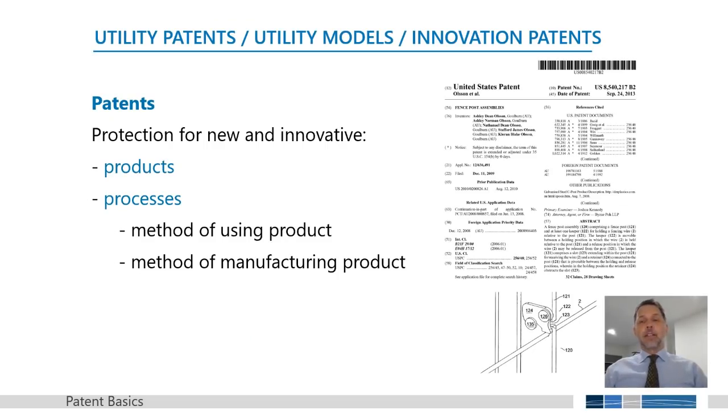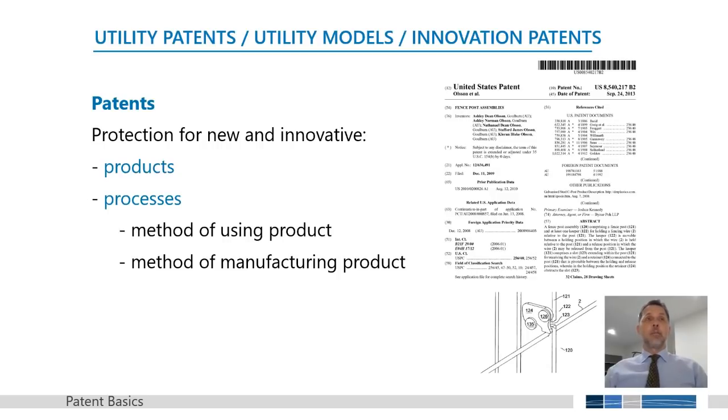Patents. Patents are known by different names throughout the world. You've got utility patents, utility models, innovation patents. So different countries have different types of patents and the terms of the different patents differ. Utility patents generally have a term of 20 years, although it could be a little longer. Utility models generally have a term less than 20 years, as do innovation patents.